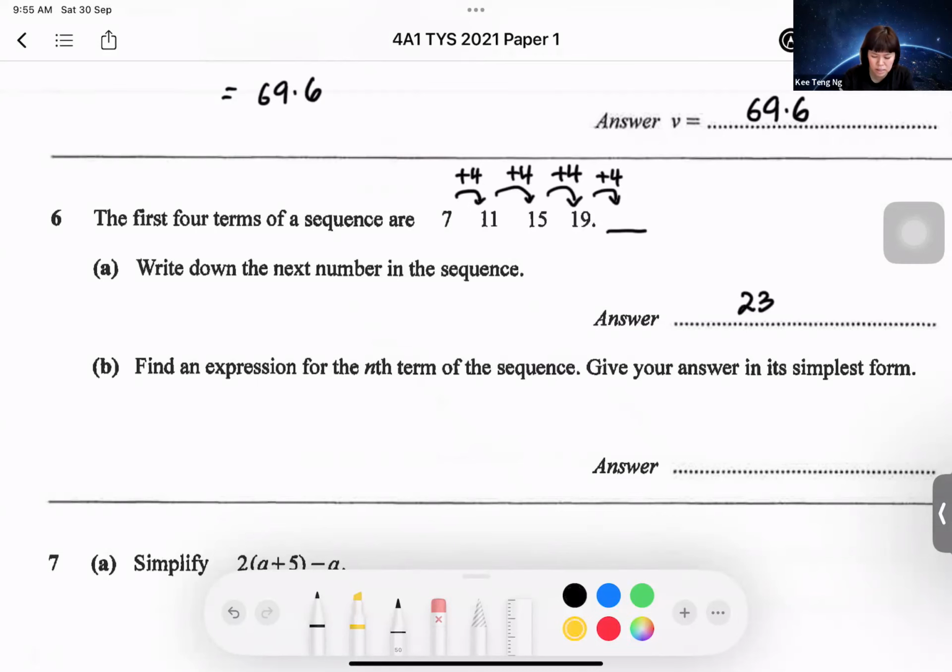Since this is always plus 4, plus 4, plus 4, that means in my expression for the nth term, there will be a plus 4n, so it's 4 times n. Then I need to think, what number plus 4 can give me 7? If I do 7 minus 4, I'll get the number 3. So 3 plus 4 can give me 7. So the formula will be 3 plus 4n. All right? Have you gotten the concept?